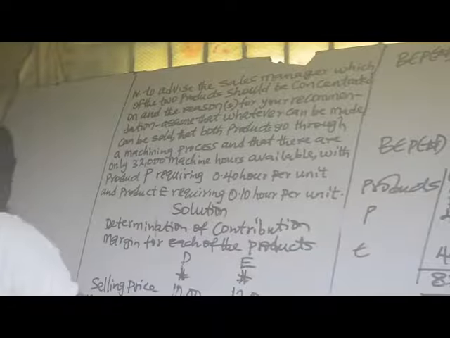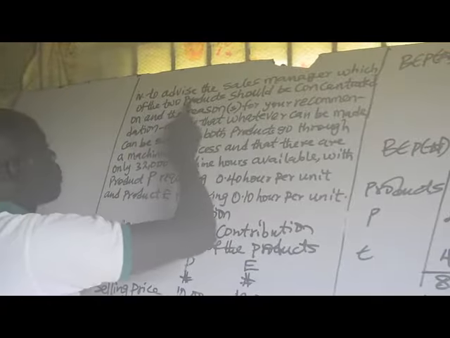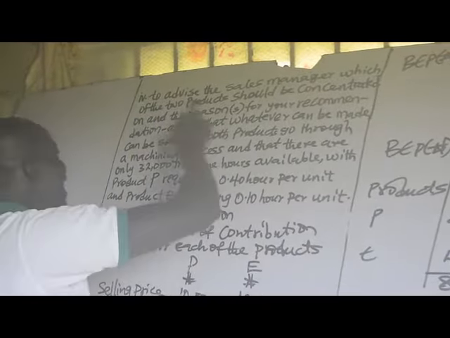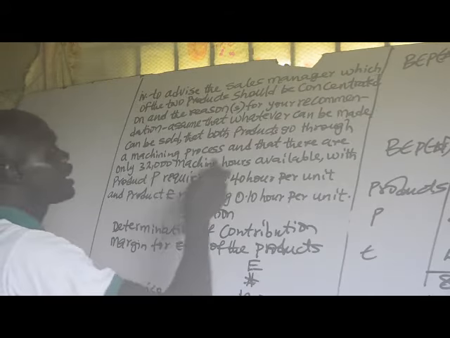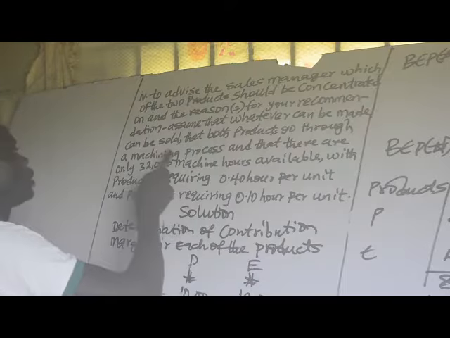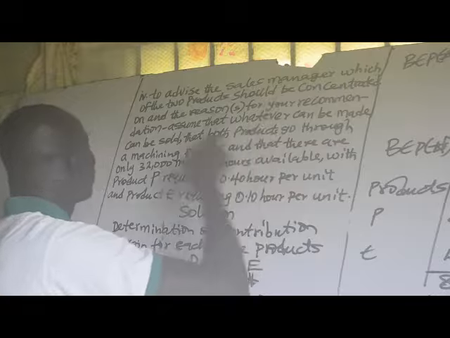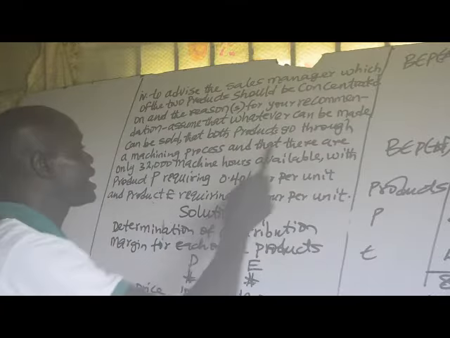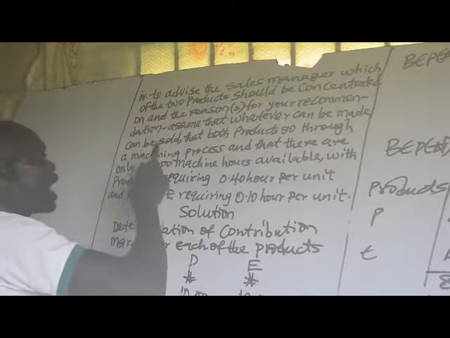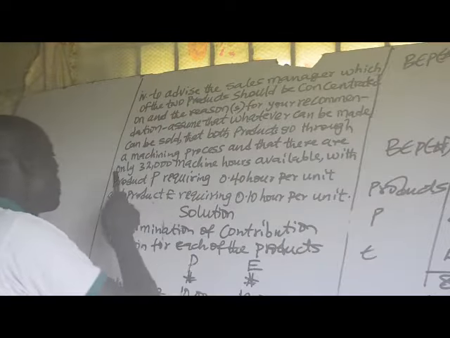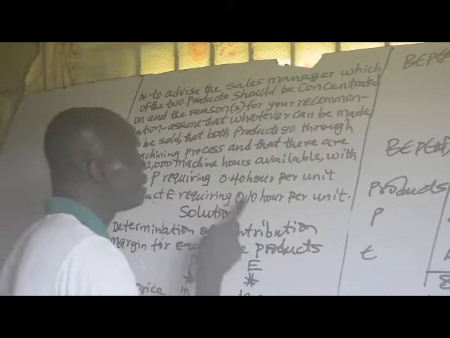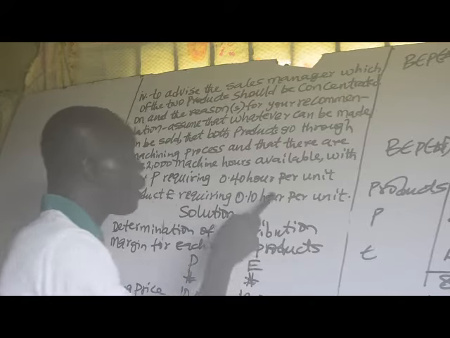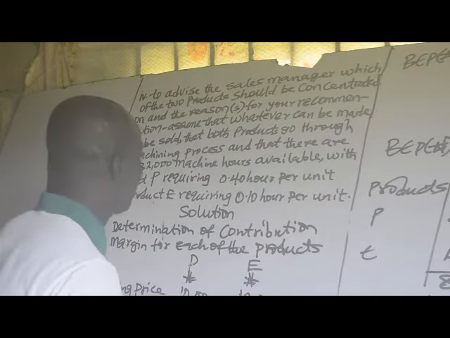You are to advise the sales manager which of the 2 products should be concentrated on and the reason for your recommendation. Assume that whatever can be made can be sold, that both products go through a machining process and that there are only 32,000 machine hours available, with product P requiring 0.40 hours per unit and product E requiring 0.10 hour per unit. That is Roman figure 4.